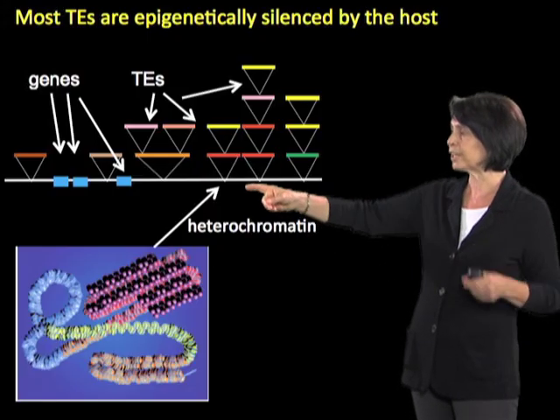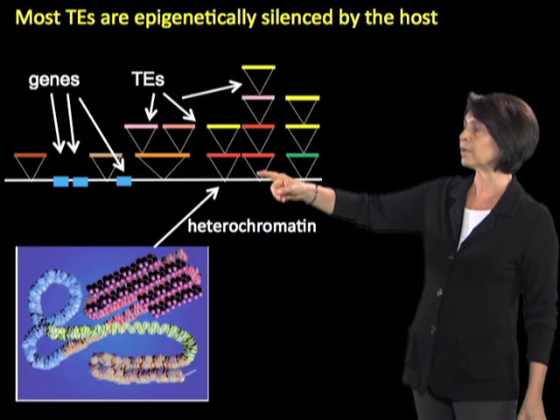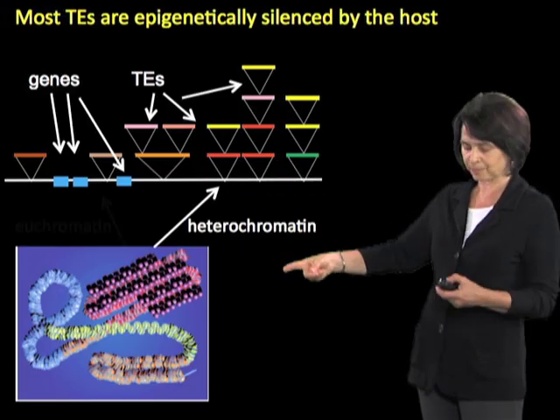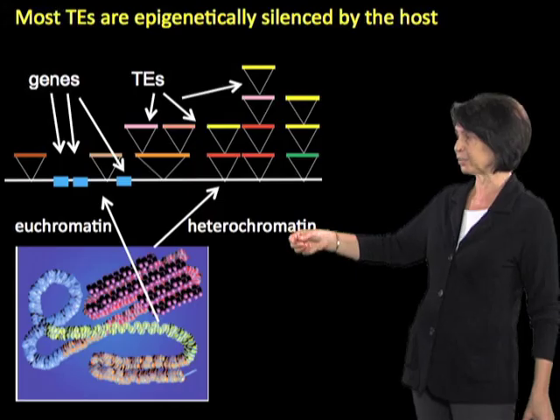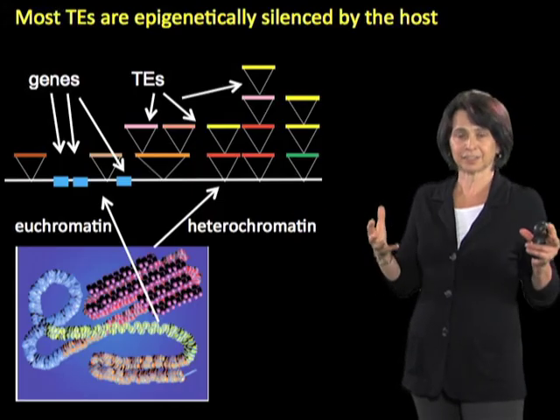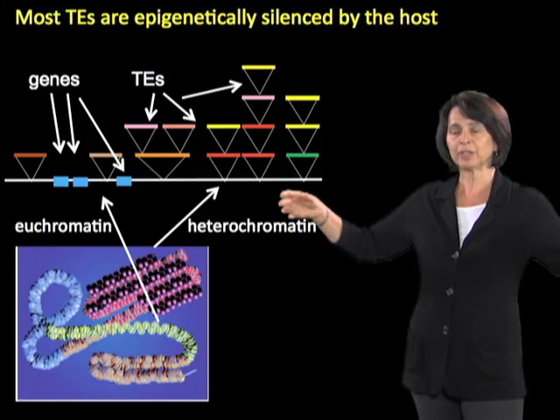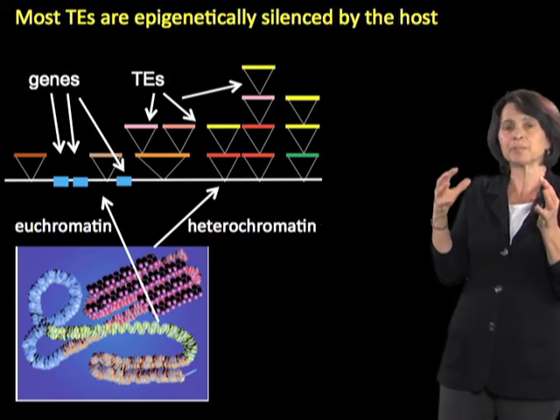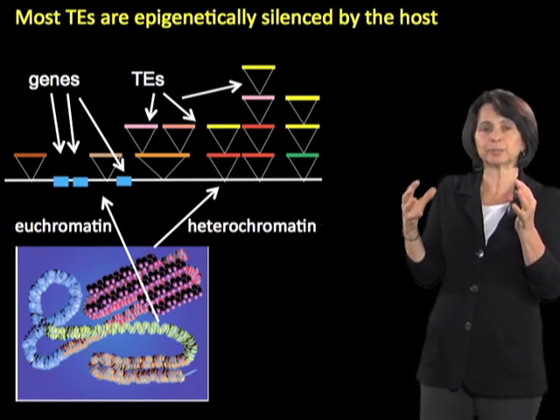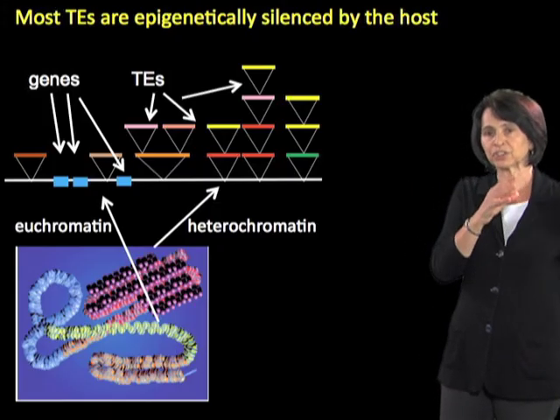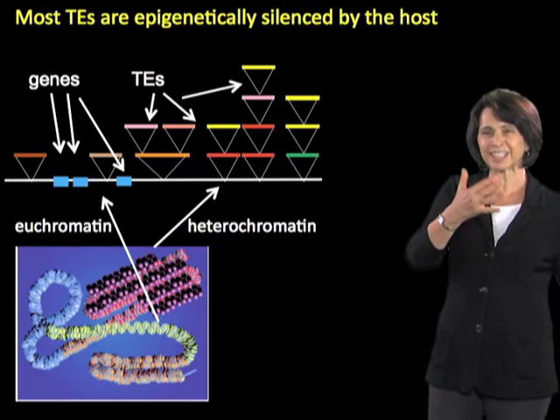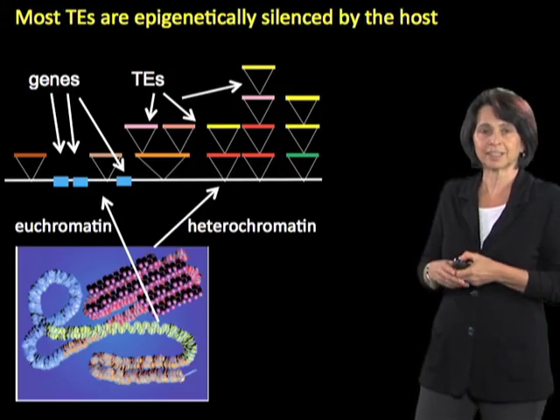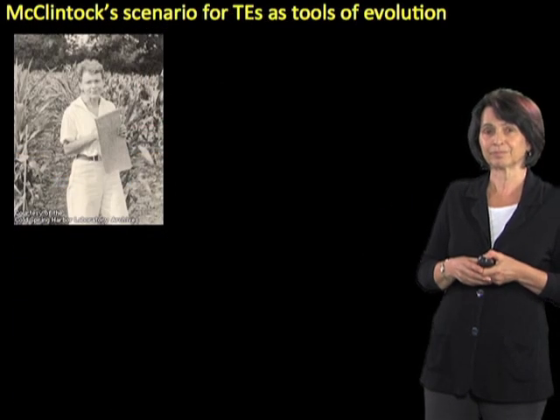In contrast, the regions where the host needs the genes to be expressed are euchromatic regions. They are less condensed. So a chromosome is composed of regions that are very, very densely compacted, and that's generally where the transposable elements are, and regions that are much less compacted so that the host can access those to make the gene products needed for its development in life.